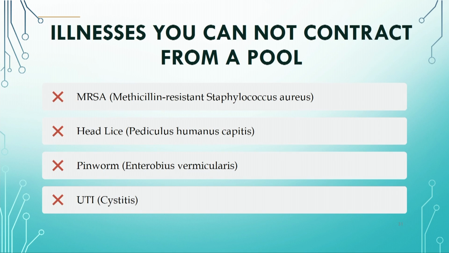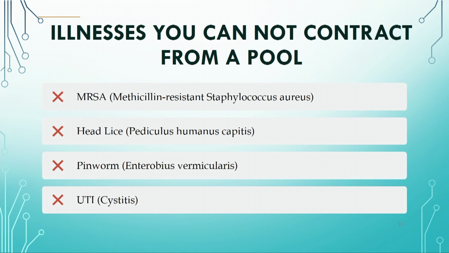Even though you can contract all these different illnesses, some of the ones you cannot contract from a pool are MRSA, head lice, pinworm, and UTI. MRSA does not survive long enough in pools with balanced pH and chlorine levels. So as long as those are proper, MRSA cannot live in that pool long enough for someone to contract it. It can, however, be contracted if someone in the pool has a cut or scrape and you touch that scrape or cut.